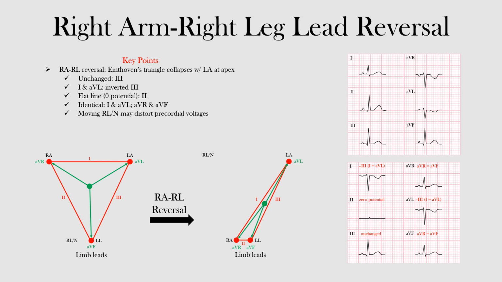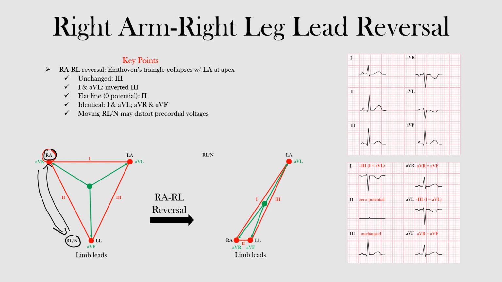So here we're going to look at what happens when the right arm and the right leg electrodes are reversed. In this case, Einthoven's triangle collapses to a very thin slice with the left arm electrode being at the apex. Again, here's our right arm, and we're also looking at our right leg or neutral electrode, and we're going to see what happens when these switch places.